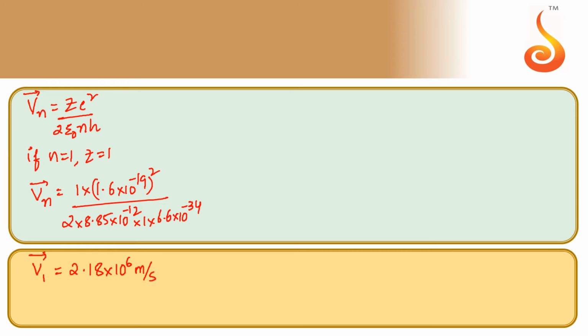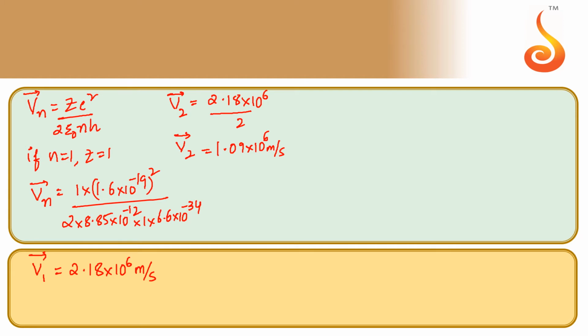And we need to calculate the velocity of the electron in the second orbit. The velocity of the electron in the second orbit will be Z e square by 2 epsilon naught n h, where n is 2. That means half of this value. So 2.18 into 10 power 6 by 2 will give the velocity in the second orbit as 1.09 into 10 power 6 meter per second.